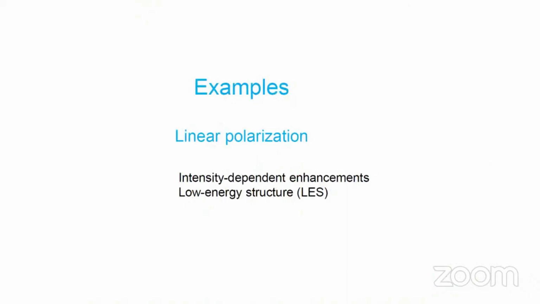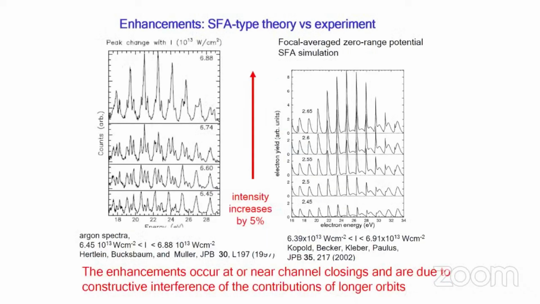So now let's come to examples. Let me start with linear polarization. And here is something that is very old, but I like it a lot. The experiments here are 25 years old, by Hertlein, Buxbaum, and Muller, and it shows the amazing fact that this is part of an ATI spectrum. If the driving intensity is increased by a mere 5%, the peaks jump up by almost an order of magnitude. And then if the intensity is reduced again, the whole thing deflates.